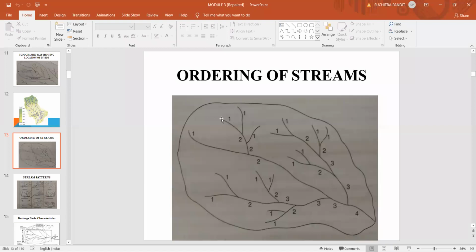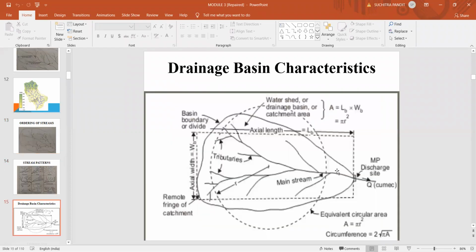Now, in a given catchment, you have a main stream, you have a branch stream, and you have small tributaries. So based on experiments or investigation, the streams have been ordered. This ordering of streams is numbered here. You can see here 1, 1, 2, 2, 3, 3, 4, like that.